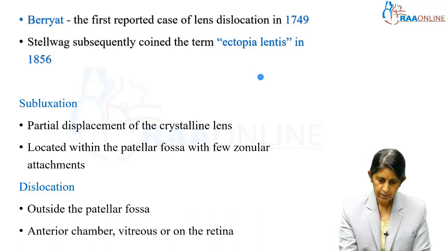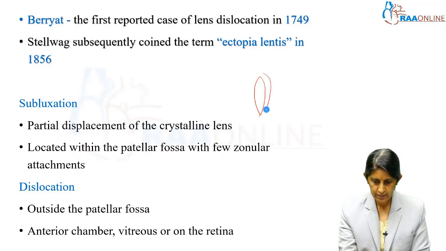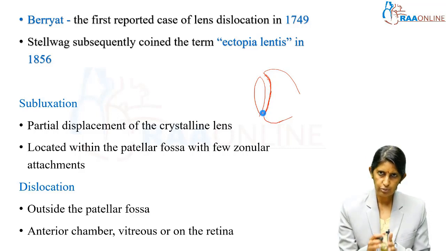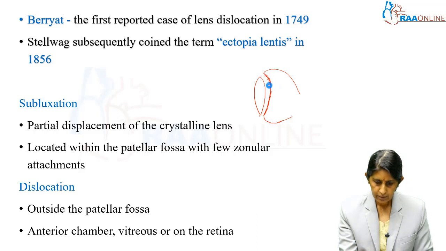That is, the normal lens is situated like this. It's a biconvex structure like all of us know. And this indentation of the vitreous, the retrolental indentation of the vitreous, this space that we are referring to is the patellar fossa. This area, this indentation, actually houses the lens. The lens is situated within that area. Now, if the lens is present in the patellar fossa, it is in a normal position. When the lens slightly gets displaced, but it is still within the patellar fossa, then we call it a subluxation.